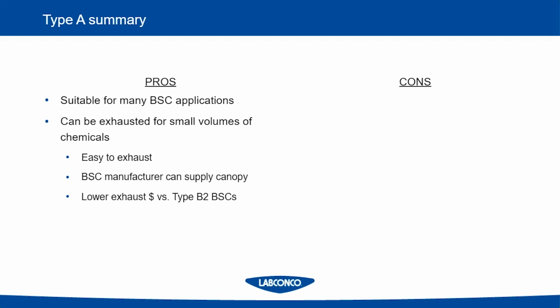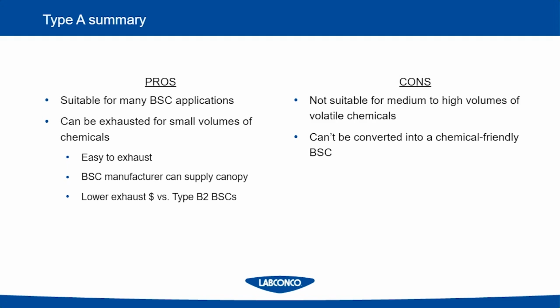They're easy to exhaust in that you can connect them to kind of a general laboratory exhaust system. And they typically are lower cost of exhaust compared to the class 2 type B2s, which we're going to talk about next. The downside is they're not suitable for medium to high volumes of volatile chemicals. Another downside is they can't really be converted into a chemically friendly biosafety cabinet, meaning they are always going to be only for those low volume chemical usage.